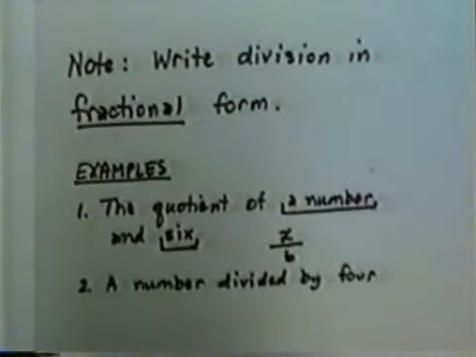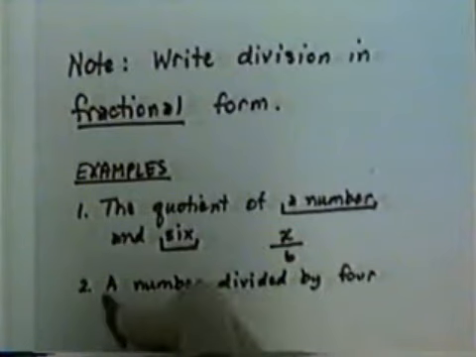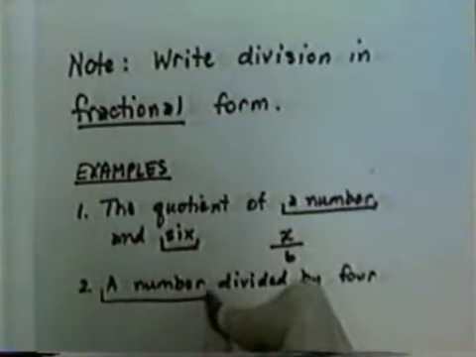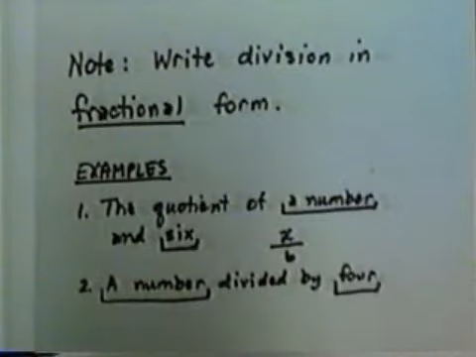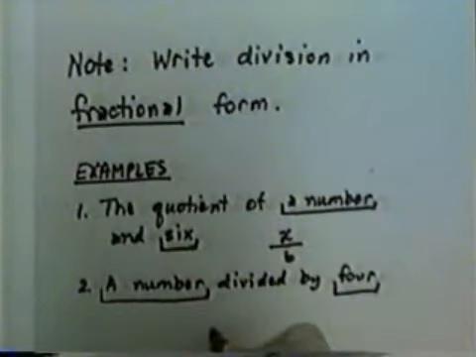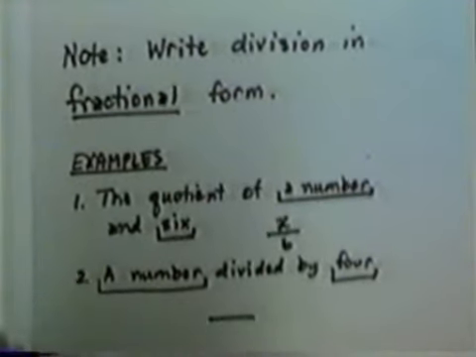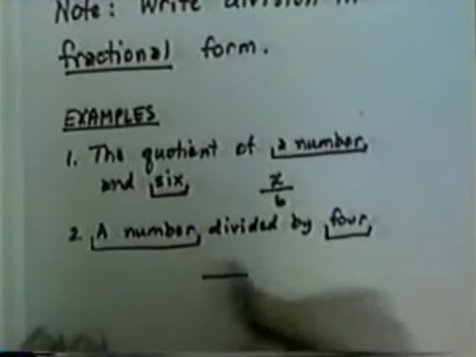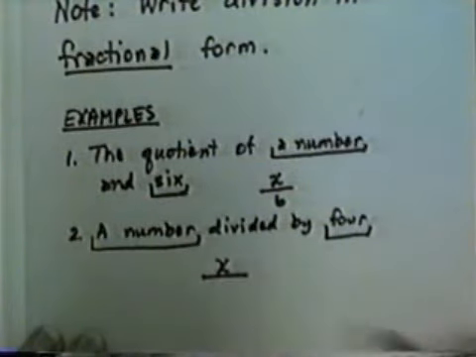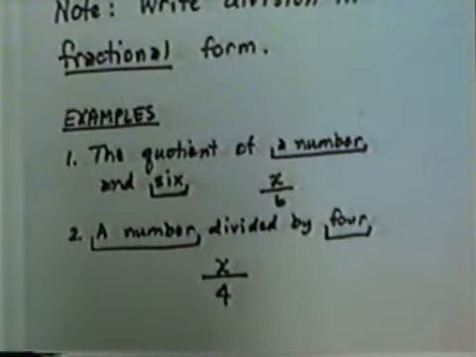Our next example, a number divided by 4. Divided by tells us we're going to divide. The two things we're dividing are a number and 4, separated by the phrase divided by. Since we're dividing, we write the fraction bar to represent the division. The order is exactly the same as written in English. A number, let's use x, divided by 4 is x over 4. The order does matter. The order stays the same as the way it's written on the page.